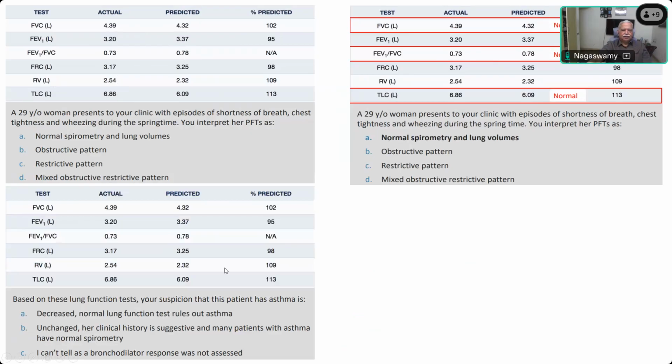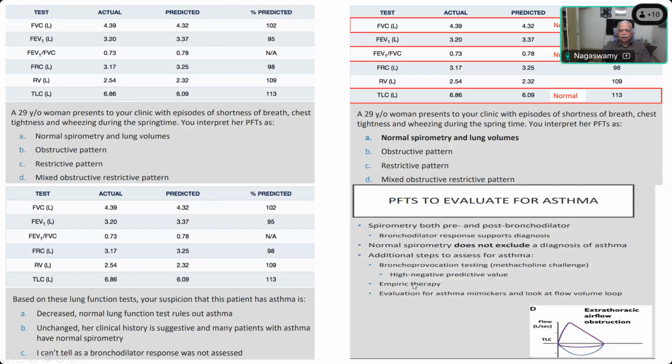Now, based on the lung function test, there is normal lung function, which might seem to rule out asthma. But her clinical history suggests it, as she is complaining of shortness of breath, chest tightness and wheezing. Bronchodilator response was not assessed, so we do not know. So what are all the things that you should do in this patient to rule out asthma?